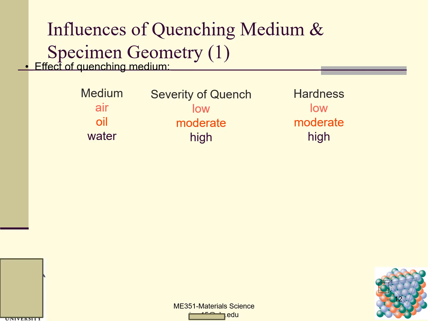And then we talk about the influence of quenching medium and specimen geometry. For quenching medium, we usually use water, oil, and air. For air, we don't need any extra medium. For oil, we need extra oil. For water, we need extra water.